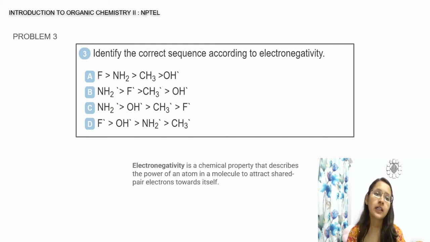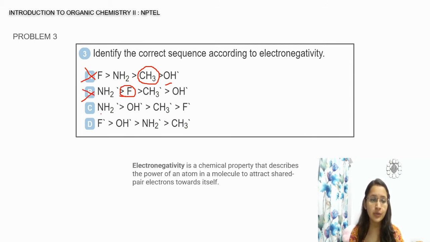Look at the first option here: fluorine is more electronegative than nitrogen, then more electronegative than carbon, which in turn is more electronegative than oxygen. So here you can find the loophole that carbon is not more electronegative than oxygen. So it is definitely not the correct option. Here, nitrogen is more electronegative than fluorine, which in turn is more electronegative than carbon, and which in turn is more electronegative than oxygen. This is also not the trend because fluorine is the most electronegative atom here. So this is also not the answer.